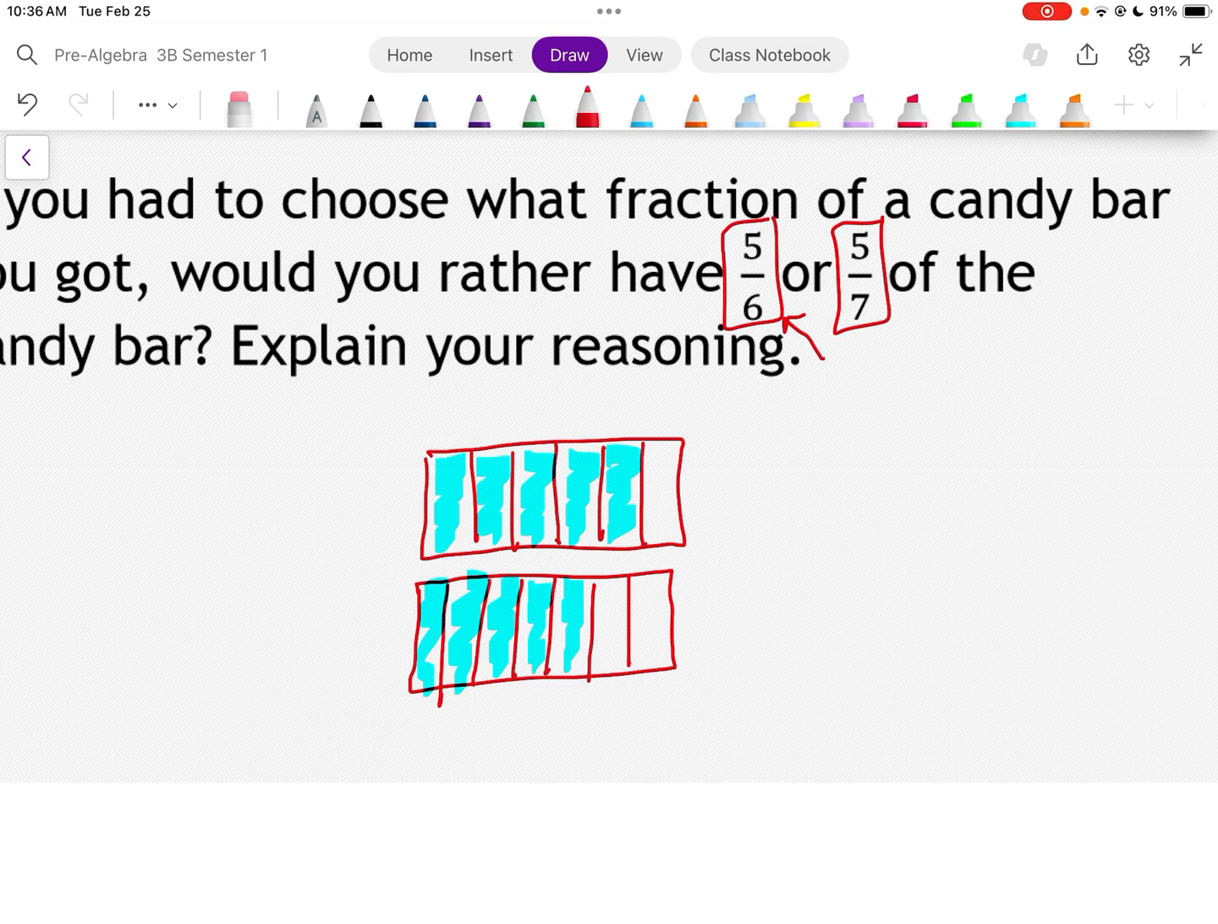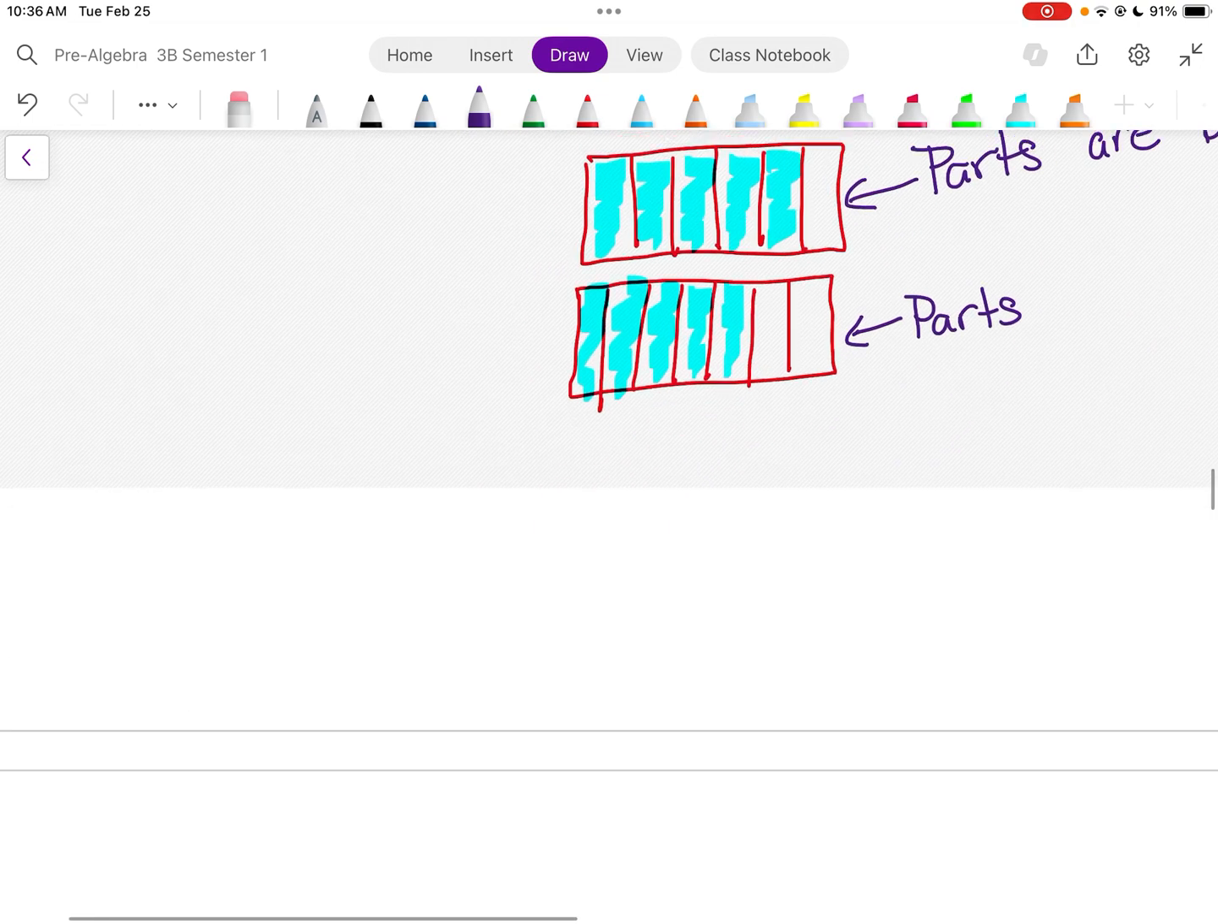Okay, so the top one is split into 6 pieces and the bottom one is split into 7. And if I shade 5 in both of them, I notice that the parts where it's only split into 6 pieces, the parts are bigger. And the one that's split into 7 parts, the parts are smaller.